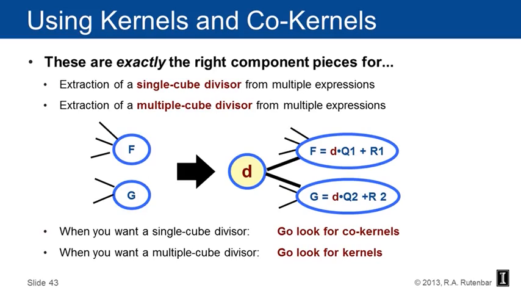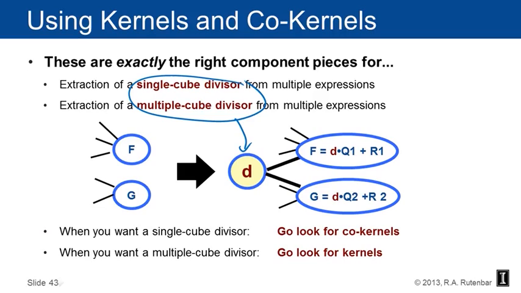So if I have F and G as nodes in a Boolean network logic model, I would like to pull out divisors which are either a single cube or multiple cubes. So a single cube is like ABC, a multiple cube is like ABC plus DEF. And use those extracted divisors to simplify the internal structure of the F and the G node.